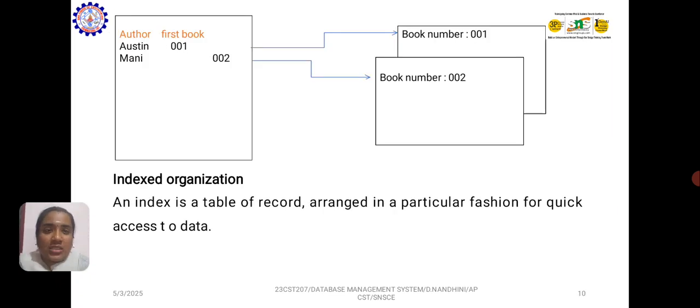Next one, indexed organization. An index is a table of records. It is used to arrange data in a particular fashion for quick access. For the above example, the author's first book number is 001, 002. So the book number gets indexed in the book as 001, 002. It is very easy for us to access the book.